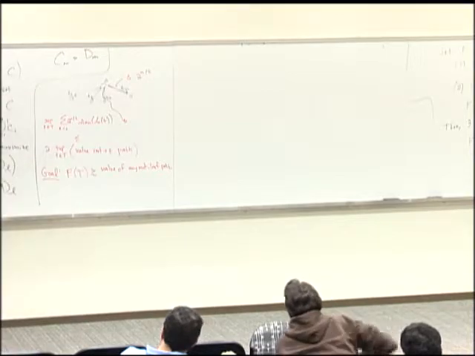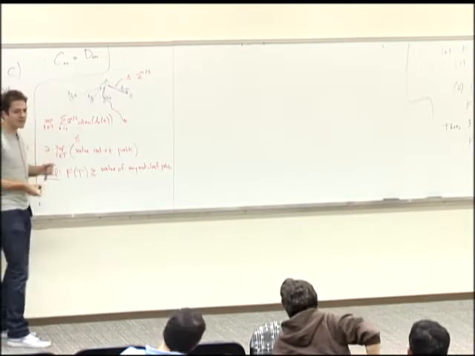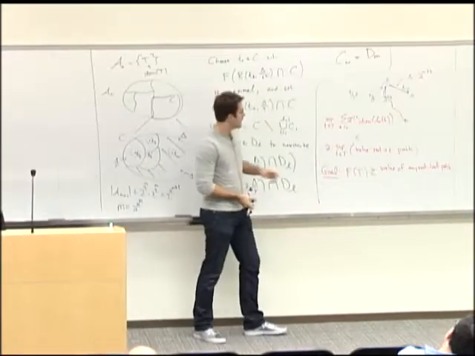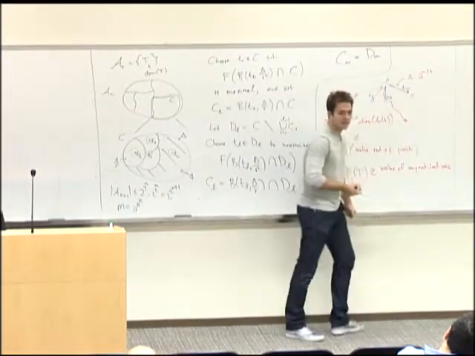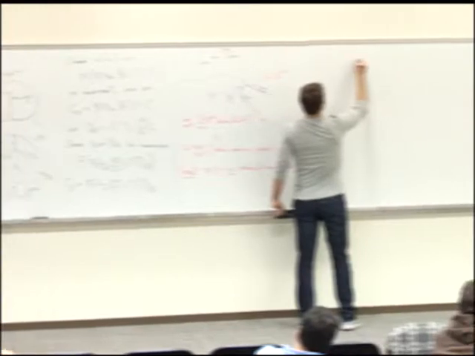Observation number one is that only right turns in this tree matter. So if we want to compute the value, we only have to look at right turns. Okay, so why is that? Let's see.